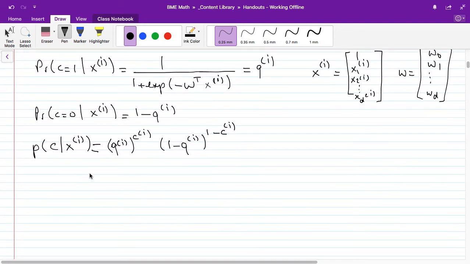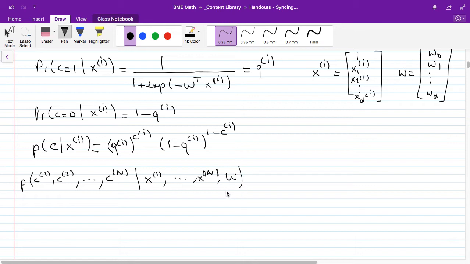So why is this useful? Because we need to write the likelihood. We need to know the likelihood of our function, which had the class of the first data point, the second data point, up to the nth data point. That's the data that we were given, with inputs x1 up to xn, and we had some parameter w that we're trying to estimate. So this is just a multiplication of these terms.